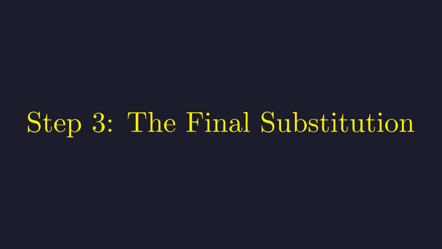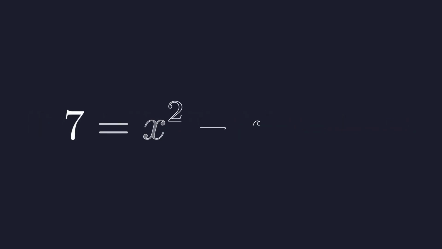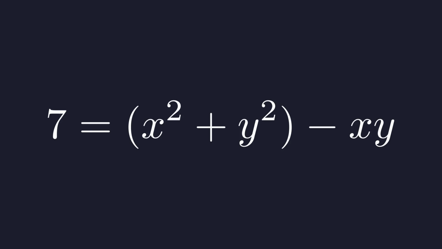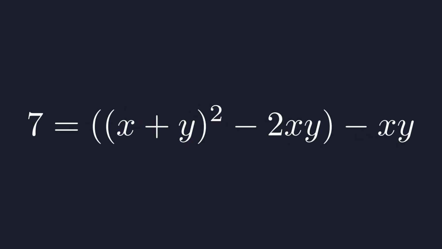Perfect. All right, we've got all the pieces we need. Time to put them together. Let's go back to that equation we had before. I'm just going to rearrange this slightly to group x squared and y squared together. And now we can use that second identity to replace x squared plus y squared. Watch what happens here. After this substitution, everything is expressed in terms of x plus y and xy. That's exactly what we want.